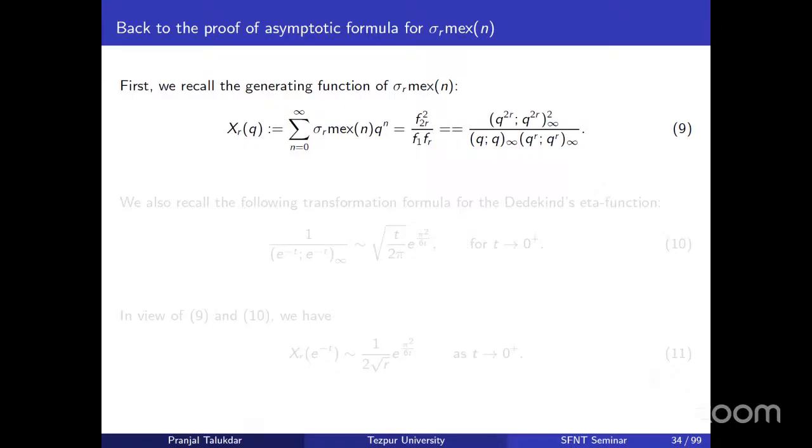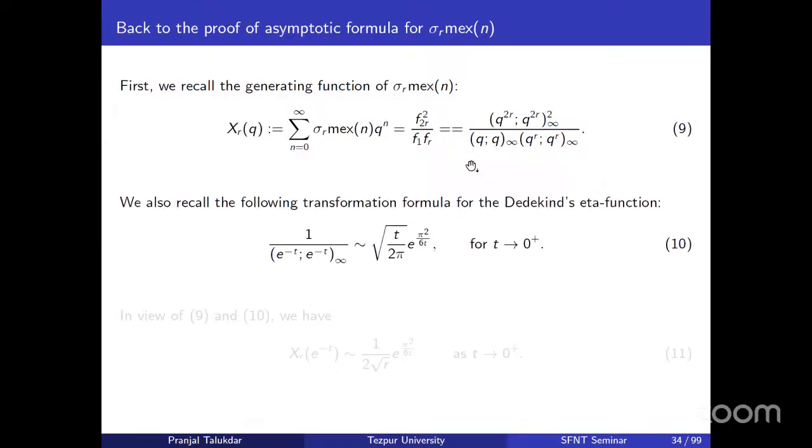So now we go back to the proof of the asymptotic formula of sigma max via the theorem of Ingham. For that, we now consider this power series, which basically is a generating function for the sigma max, and which is basically this Q product.